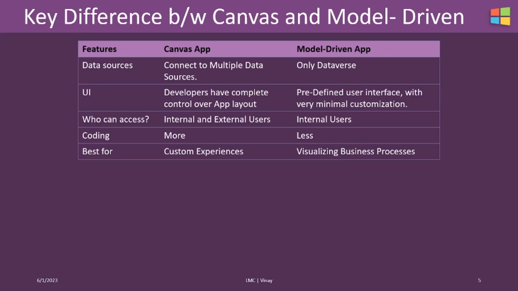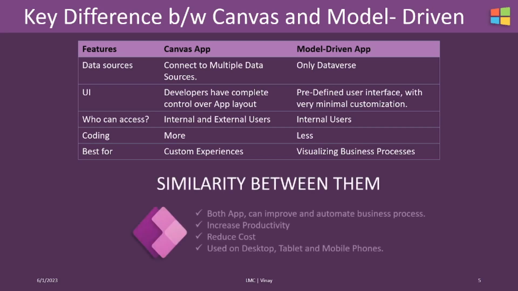Now, which requires more coding? Canvas apps require more coding. If you need a custom experience, go with a canvas app. And if you just want to visualize your business processes, go with a model-driven app. What is the similarity between them? Both apps can improve and automate business processes. Both can increase productivity, reduce cost, and they both can be viewed on desktop, tablet or mobile devices.